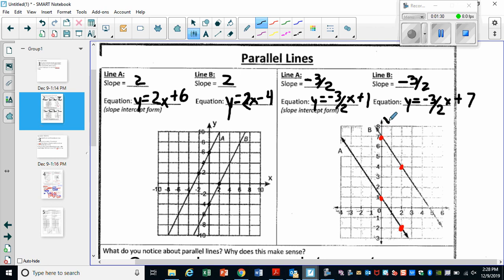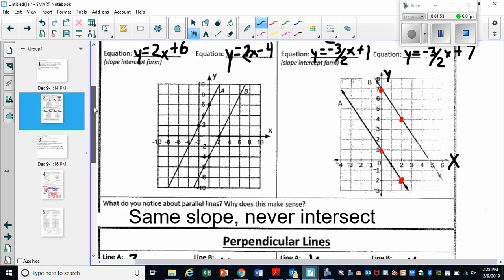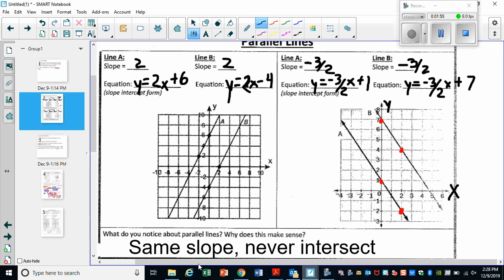So again, this is y, this is x, at the point (0, 1). Line B, same slope, -3/2. We went down 1, 2, 3, right 1, 2. Equation: y equals -3/2 x plus 7. 7 is the y-intercept. Same slope, never intersect. That's what we notice about parallel lines.